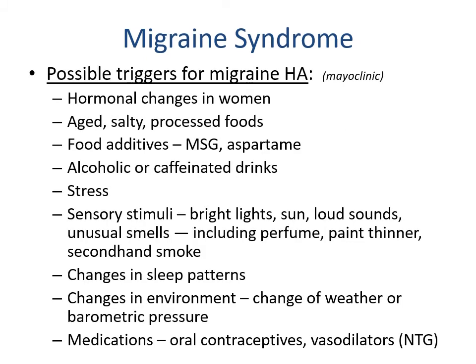So, possible triggers for migraine headaches. Again, this is a very expansive list, but includes hormonal changes in women, age, salty processed foods, food additives such as MSG and aspartame, alcohol or caffeinated beverages, stress, sensory stimuli including bright lights, sun, loud sounds, or unusual smells including perfume, paint thinner, and secondhand smoke, changes in sleep patterns, changes in environment including barometric pressure, and medications such as oral contraceptives and vasodilators.